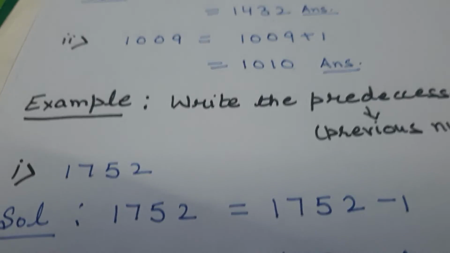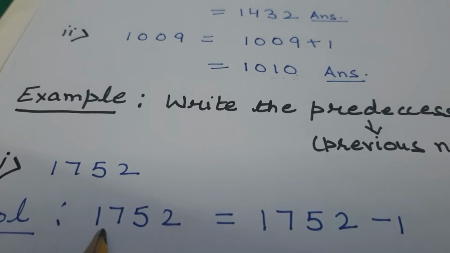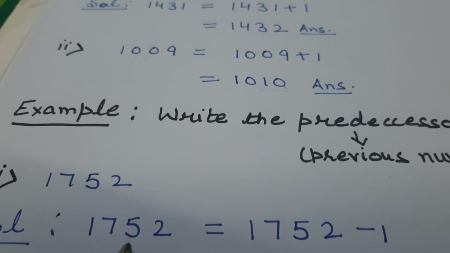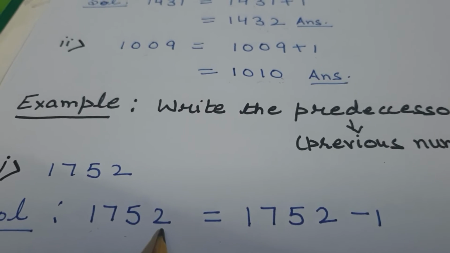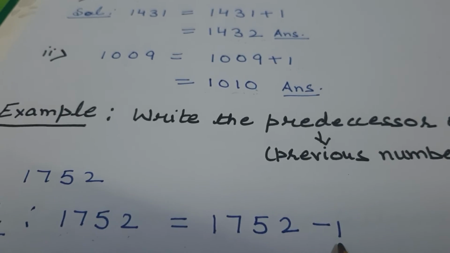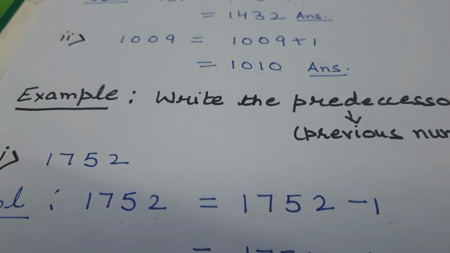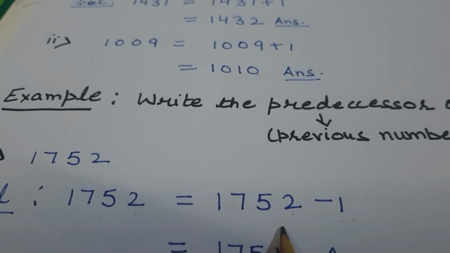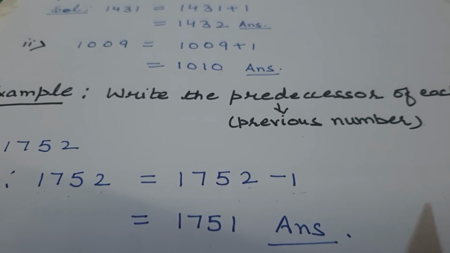Okay, so first example I am taking. Read this number, 1752. We want to write its predecessor. So what will we do? We will subtract 1. So when we subtract 1, what do we get? 1751. If you cannot subtract like this, you can subtract it in rough work. You can use rough work here.